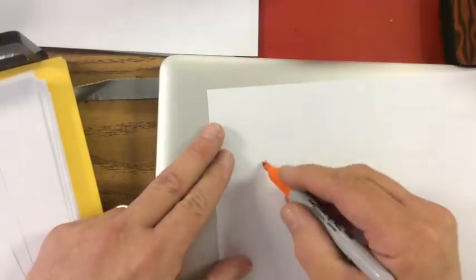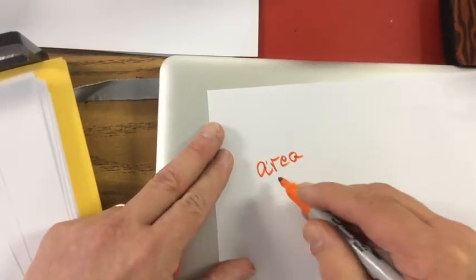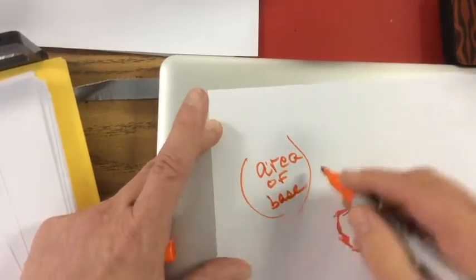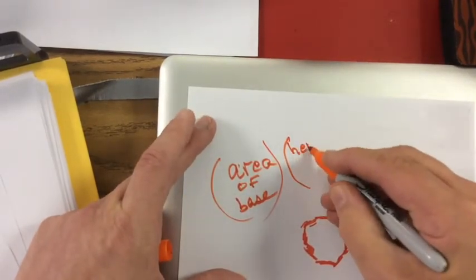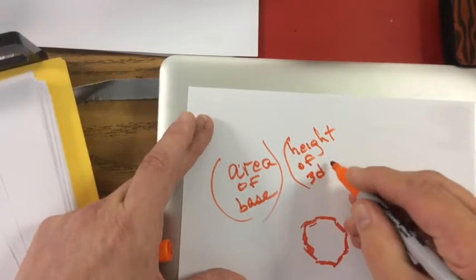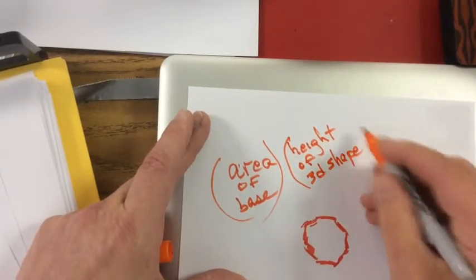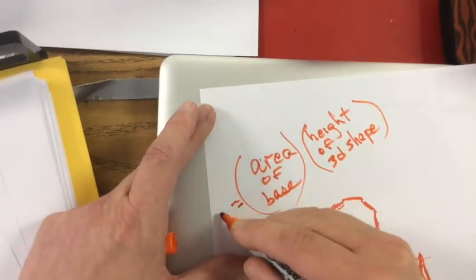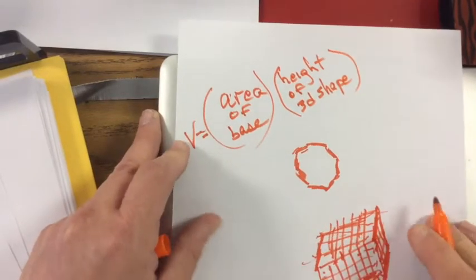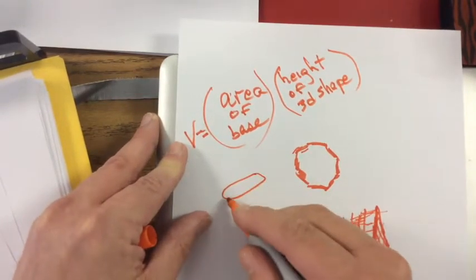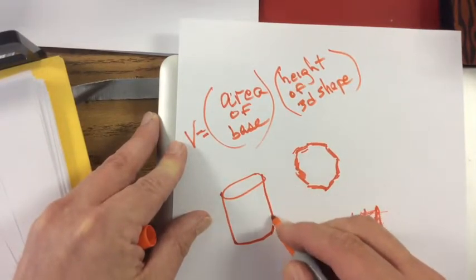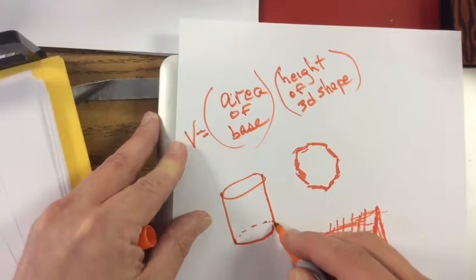But area of the base times the height of the 3D shape, that gives you the volume. And that's also true for cylinders. So it's true for prisms and for cylinders. Area of the base times the height.